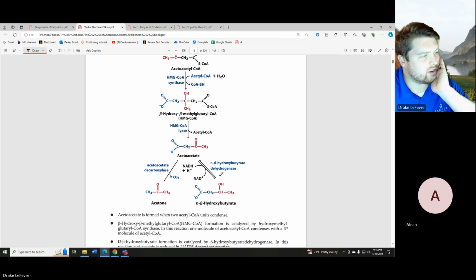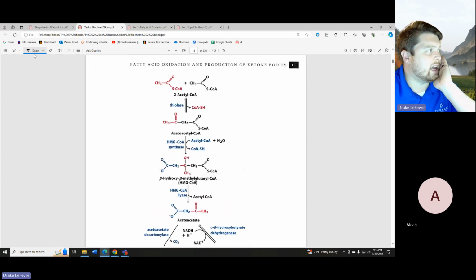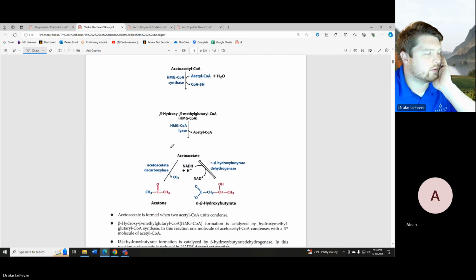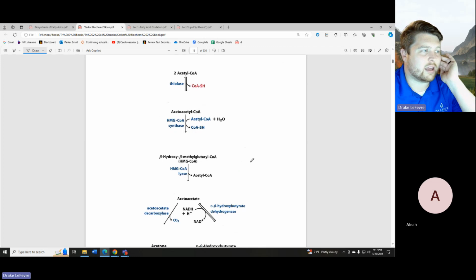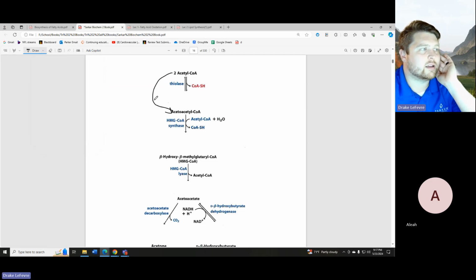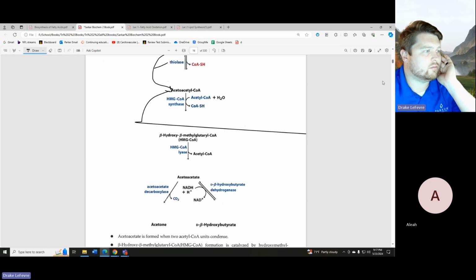So it's easiest to remember if you take out all of the actual drawings and simplify it a little bit more for yourself. When you take out all the drawings, it looks a little less intimidating, I think. First thing you want to remember, most important, is going to be the steps and the enzymes. So this to this, using this enzyme. This to this, this to this, using this enzyme.